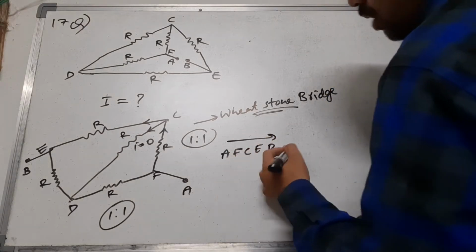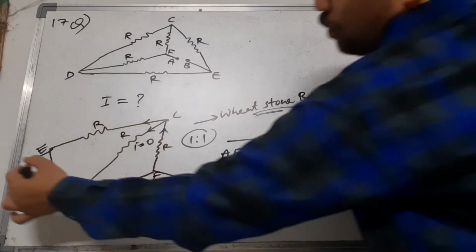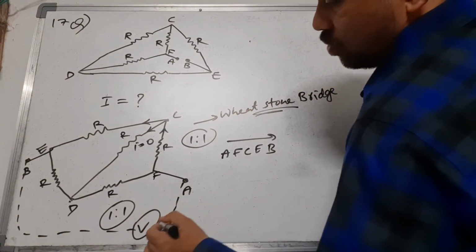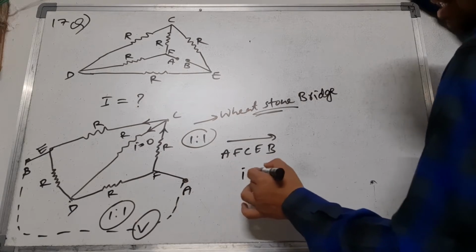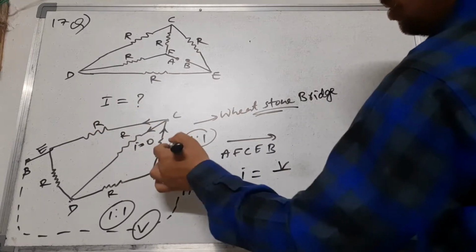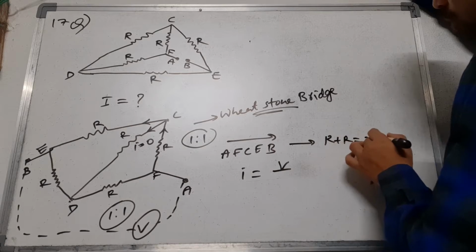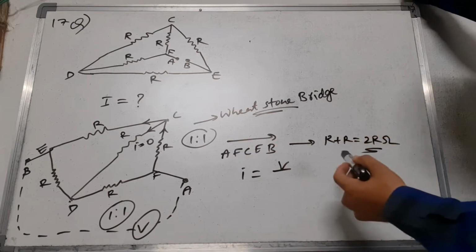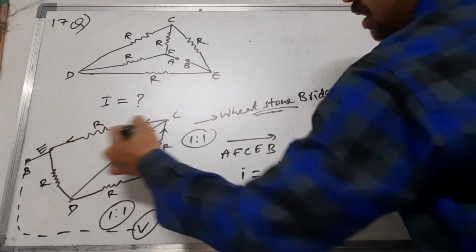In this direction, how the current will flow means, here R resistance is there, here R resistance is there. Suppose you have given a voltage supply of V between these two terminals. Suppose you have given voltage V, then current I is equal to V by R plus R. So total resistance across this one is R plus R, that is 2R resistance will be there across this length.